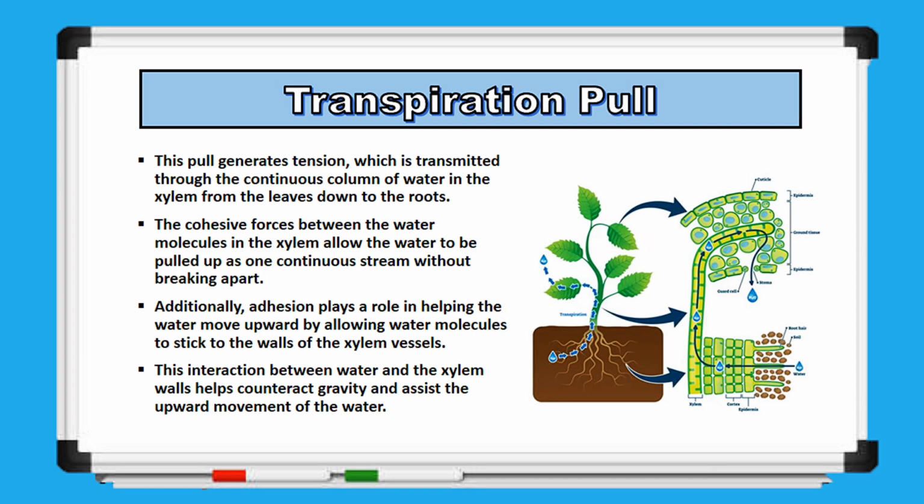Moreover, in transpiration pull, the pulling force created in the leaves produces tension that travels all the way down through the continuous column of water in the xylem, reaching right to the roots. Because of the cohesive forces between water molecules, this entire column can be pulled upward as a single, unbroken stream without snapping apart. But cohesion isn't working alone, adhesion also plays an important role. This is the tendency of water molecules to stick to the inner walls of the xylem vessels. That adhesion helps the water grip the sides as it moves upward, which not only supports the column but also helps counteract the pull of gravity. Together, cohesion and adhesion make it possible for the transpiration pull to move water from the very base of the plant right up to the highest leaves.